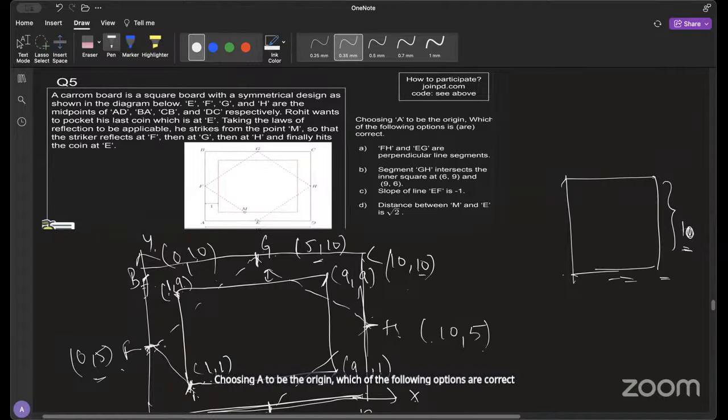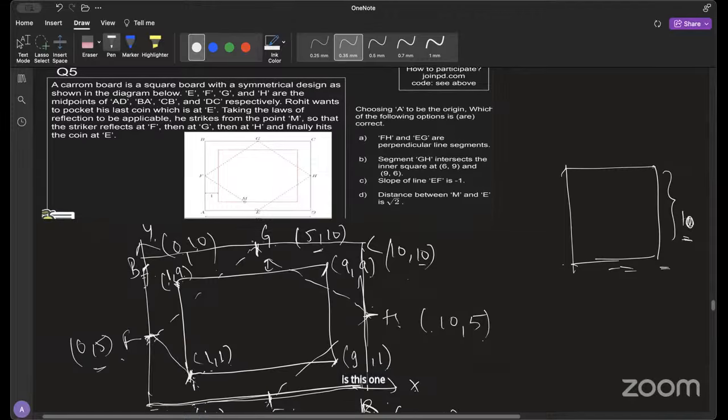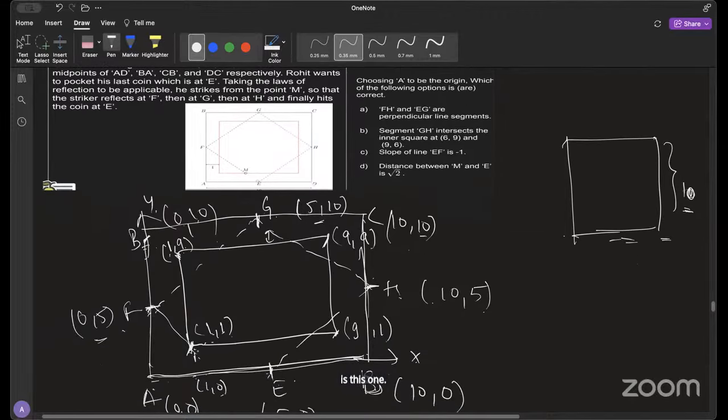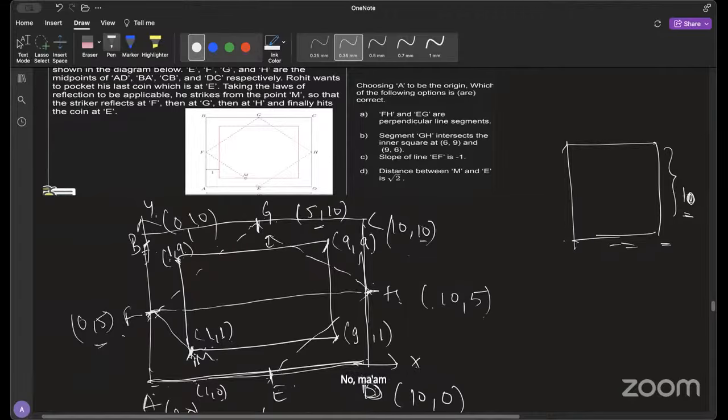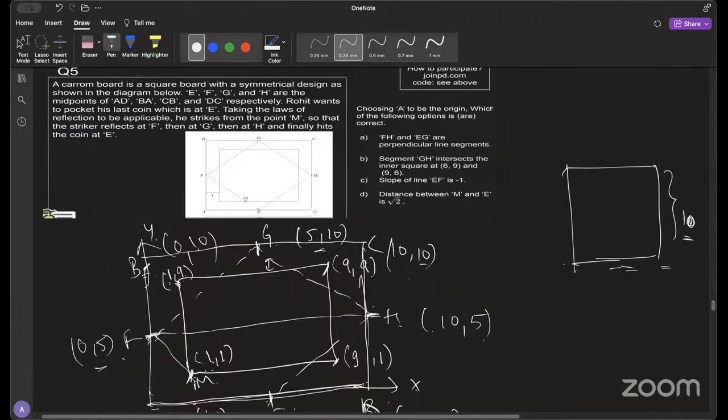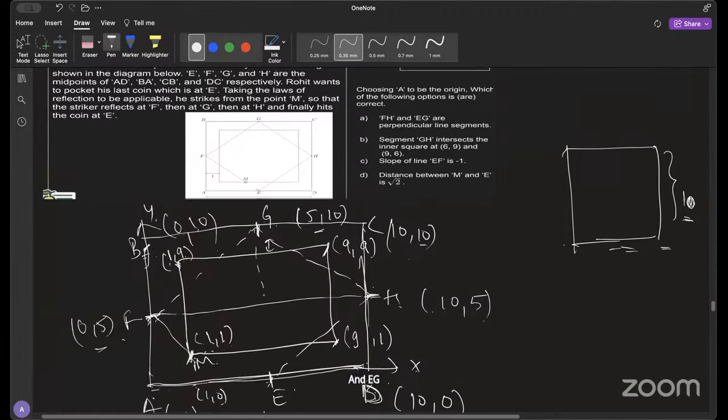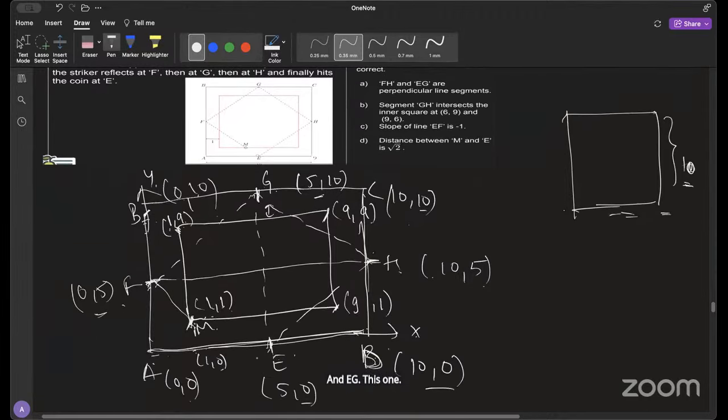So FH is this one. This is given to be point M. FH is this, and EG, this one. So, see, you don't have to do anything here because you know that this is 5. So this is the line where your y is varying here. So this is the x equals 5 line, right? This one.